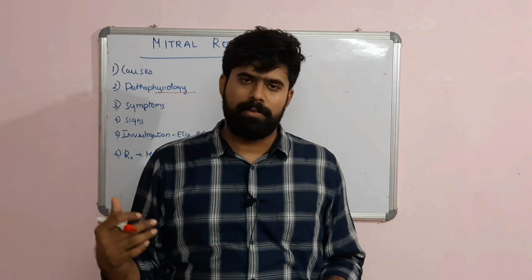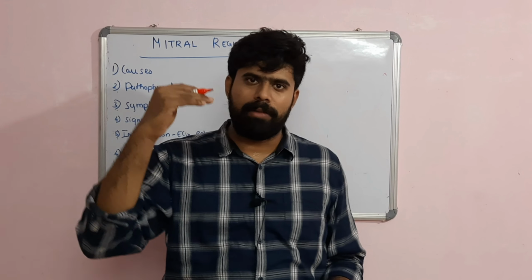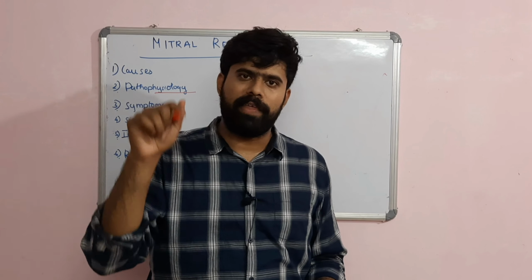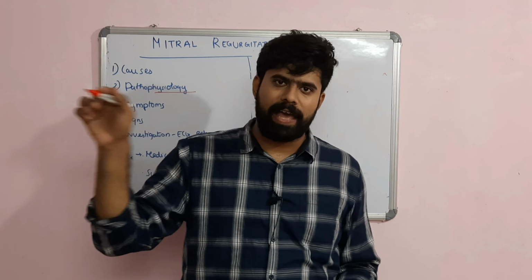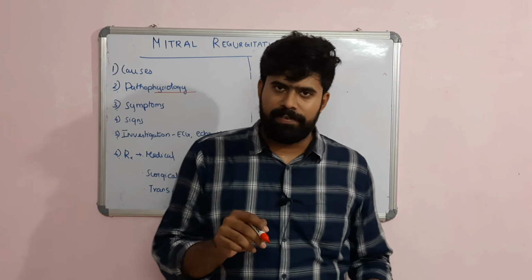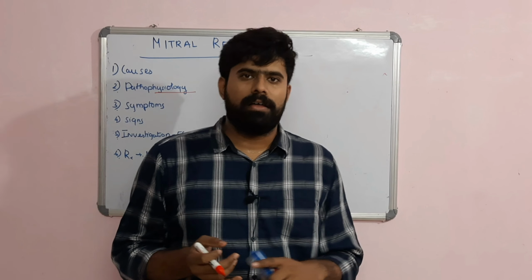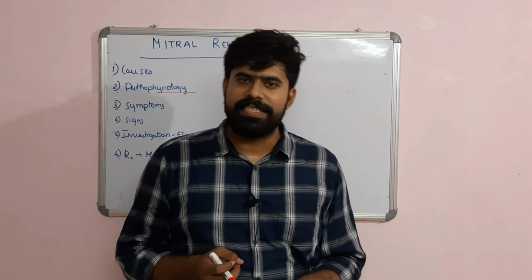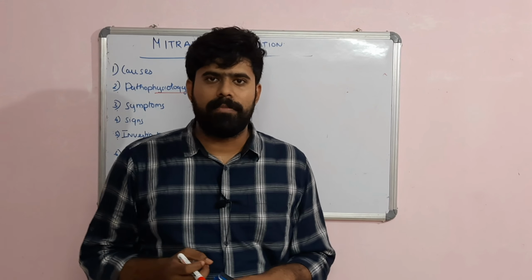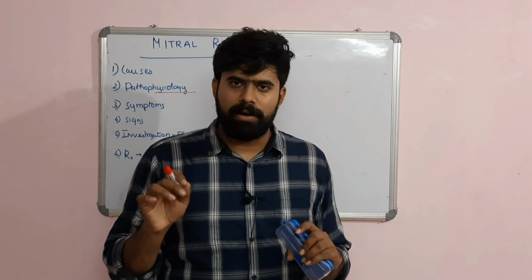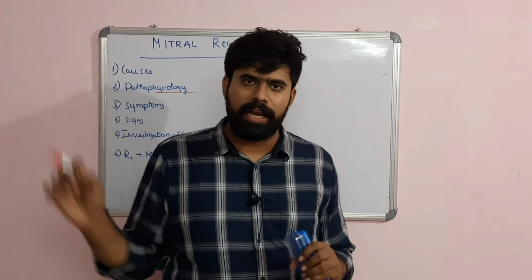This pan-systolic murmur, if there is involvement of the anterior mitral leaflet, will radiate to the axilla. If the posterior mitral leaflet is involved, it can go to the base of the heart. This is one finding. The other murmur is the seagull murmur. Seagull murmur can be seen in acute MR because of the rupture of the chordae tendineae.